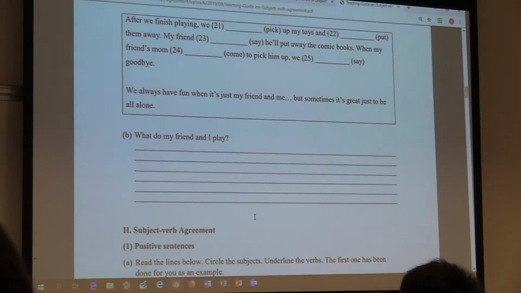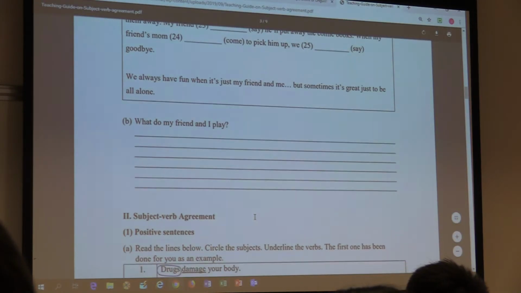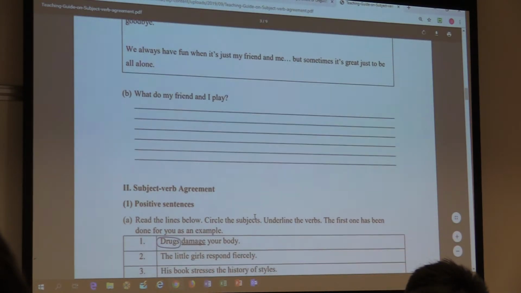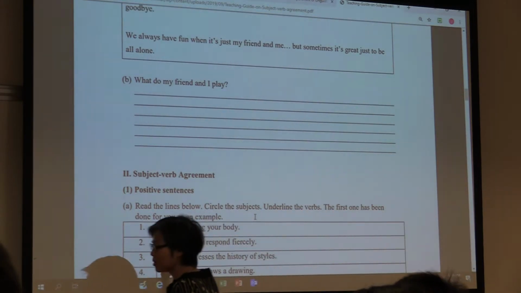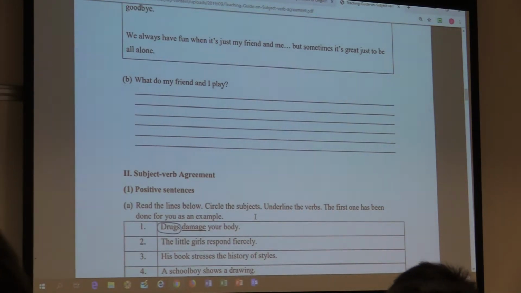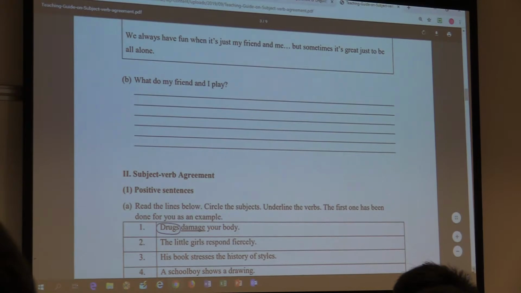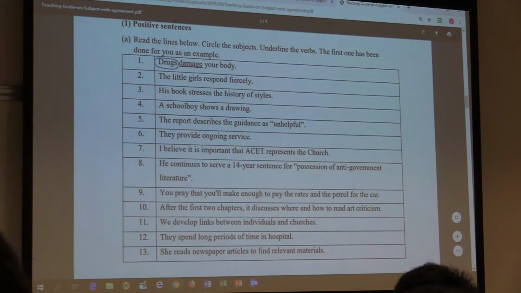And then the subject-verb agreement, based on a corpus. Remember the corpus? I can get a lot of lines there. Examples: drugs damage your body, the little girls respond fiercely, etc. So positive sentences.